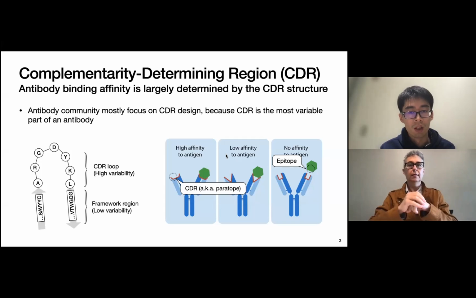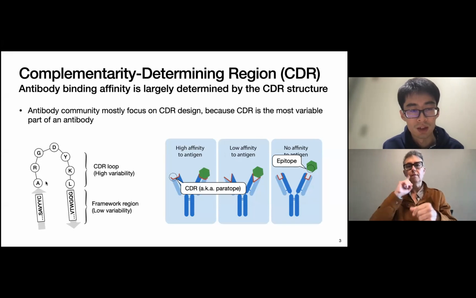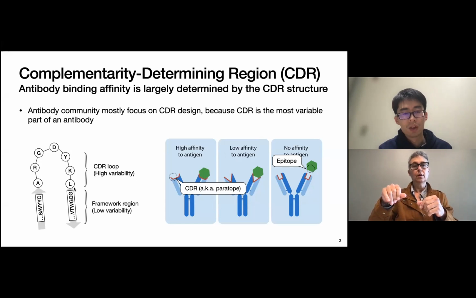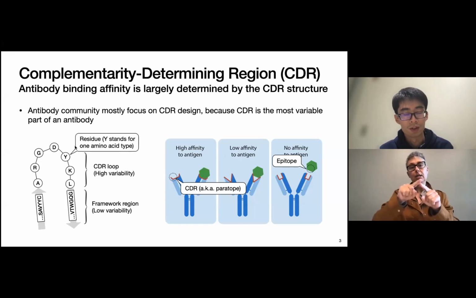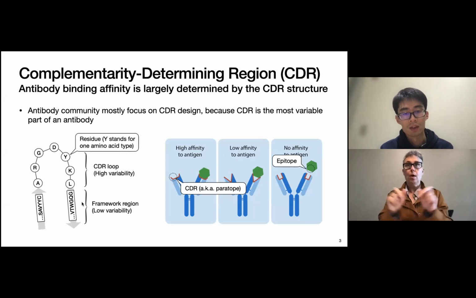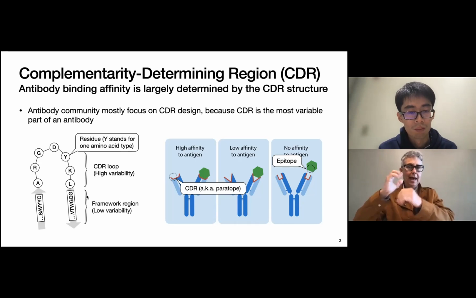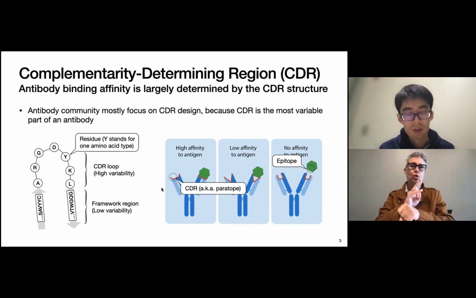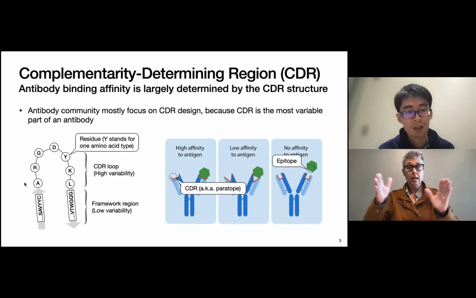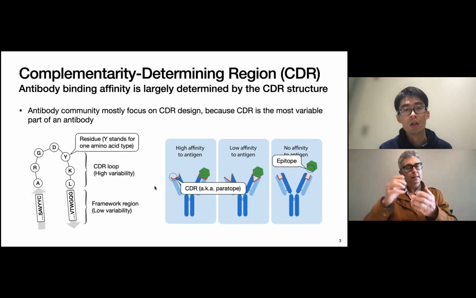Today I will use this cartoon visualization for the antibody. Basically, the top side is the CDR structure, and each circle is a residue. Each residue has a different type of amino acid, and the bottom part with these arrows indicates the framework region of this antibody variable domain. I will not go into too much detail about how an antibody is composed, but these are the terminologies that we will primarily use today. The antibody community focuses a lot on the design of the CDR, the tip of the antibody, which is the most variable part of the antibody, and it plays the central role in binding.